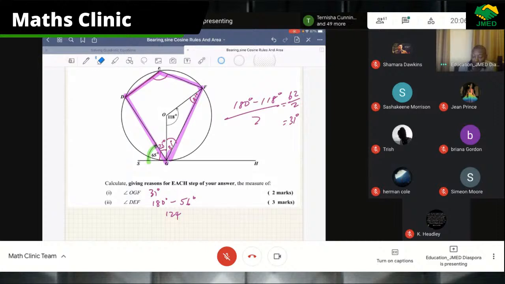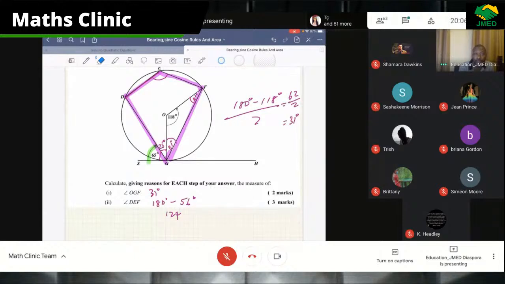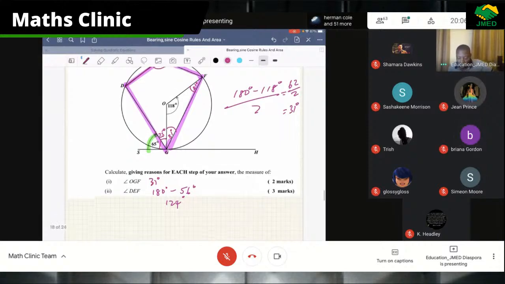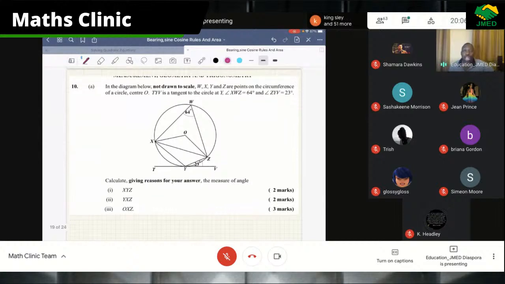So I had to use the cyclic quad information, which says opposite angles in a cyclic quad are supplementary. Okay? Yes, sir. Okay. Now, so I have one, so I'm okay here. It's 124 degrees? Yes, sir. Okay, beautiful. Let's look at one more circle theorem before we start pushing into others.